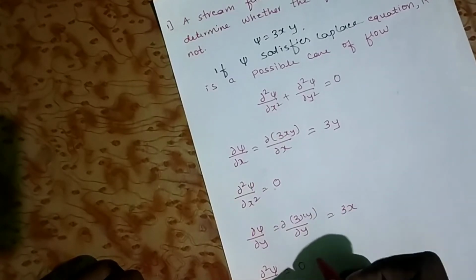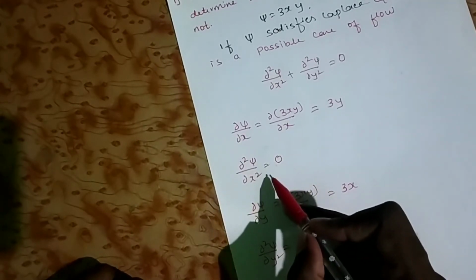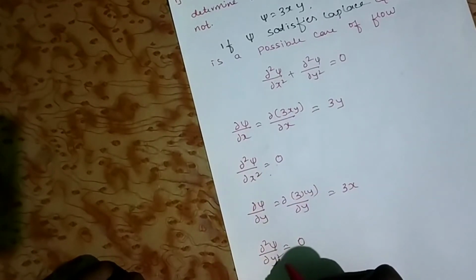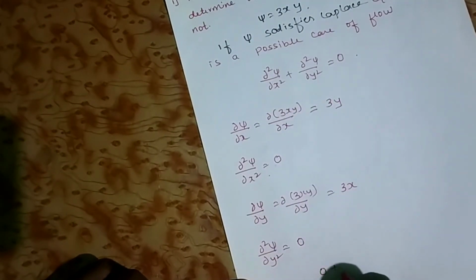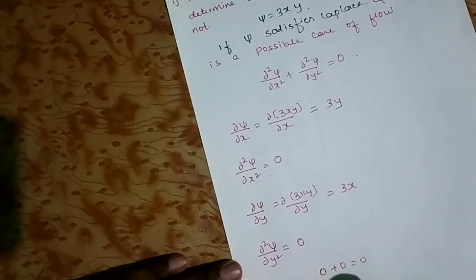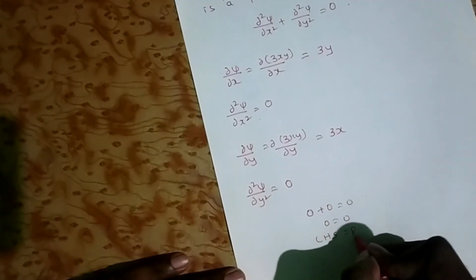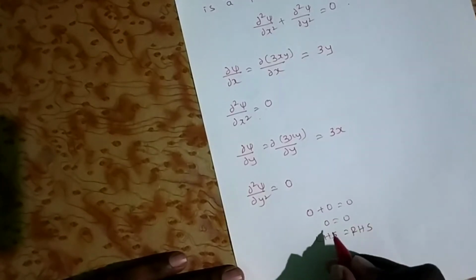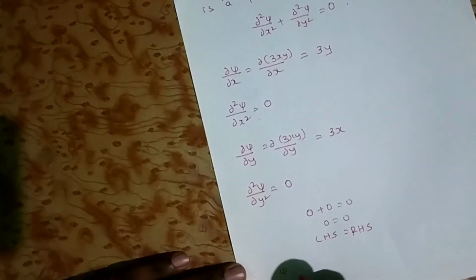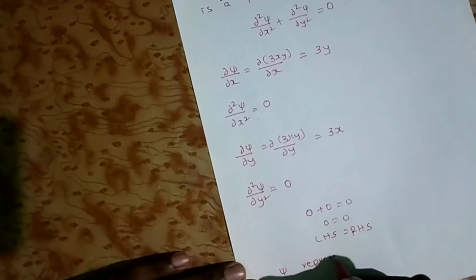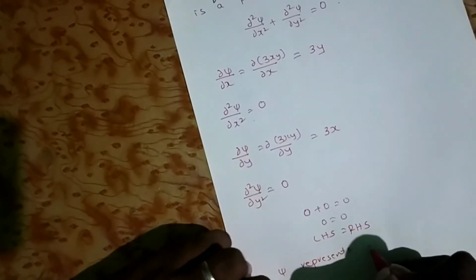Now substitute the values of ∂²psi/∂x² and ∂²psi/∂y² in the Laplace equation. That is 0 + 0 = 0, that is 0 = 0. LHS is equal to RHS. Hence psi satisfies the Laplace equation. Hence we can say that psi represents a possible case of flow.